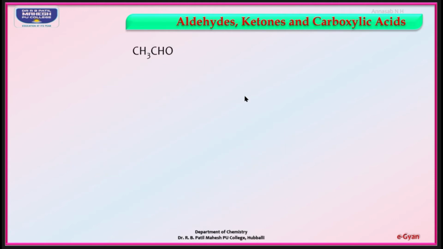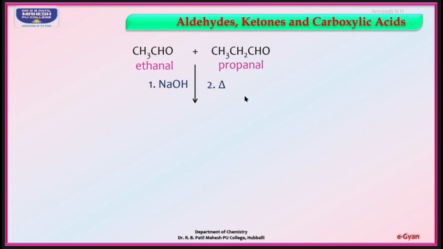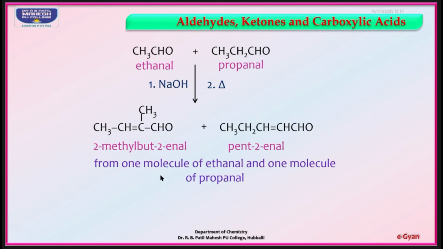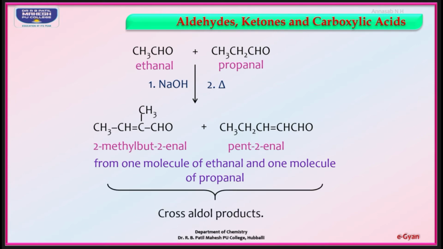If the reaction takes place between two different aldehydes, that is ethanal and propanal, in presence of NaOH followed by heating, it gives two more products, 2-methyl but-2-enal and pent-2-enal. These two products are formed when one molecule of ethanal and one molecule of propanal react in presence of NaOH, and this reaction is known as cross aldol reaction, and the products are cross aldol products.